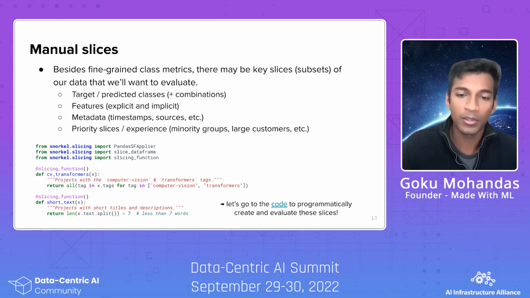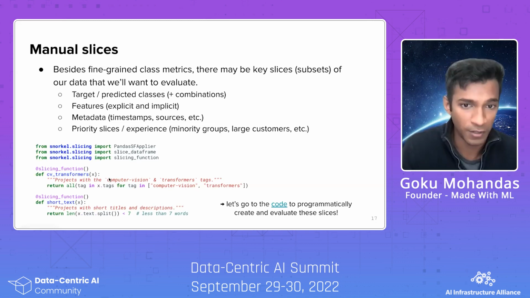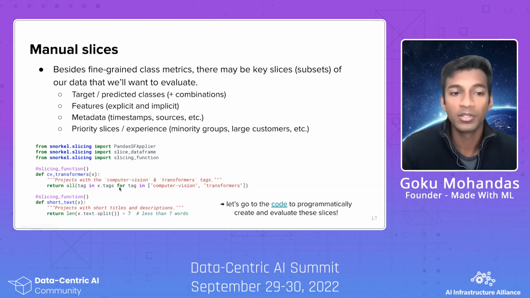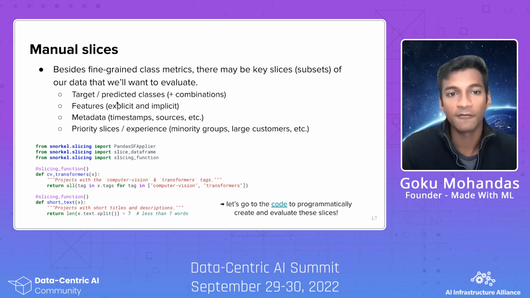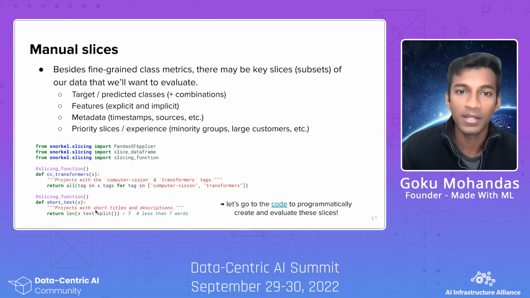Obviously you can do this yourself with native Python, but awesome packages like Snorkel make it very easy. Just define the logic here. So here I'm trying to define the slice where I want to know all the projects that are computer vision and transformers, for example. So give me all the projects with both of these tags. Then I define that slicing function and get the performance metrics just on that slice. Here I'm using an explicit scenario where these are actual values, but I can also define my own logic. I can say if the text, so the title plus description, has a number of words less than 7, then I want to create a slice called short text and get the performance just on that subset.